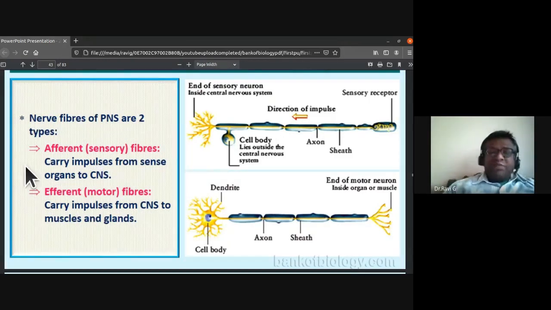So afferent or sensory fibers carry impulses from sense organs to the central nervous system. Efferent or motor fibers carry the impulses from the central nervous system to muscles and glands.